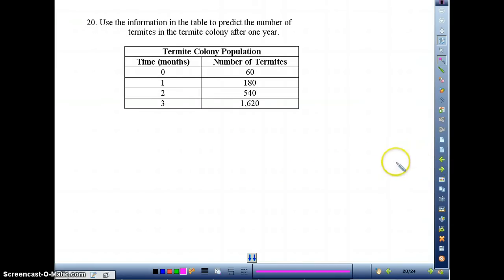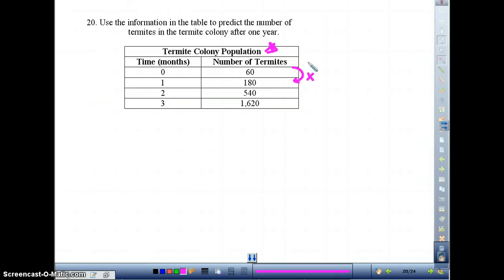Use the information in the table to predict the number of termites in a termite colony after 1 year. And here we're talking population. I'm guessing this is going to be quadratic. I'm sorry, exponential. My time is increasing by 1 month. I need to figure out what my common ratio is here.